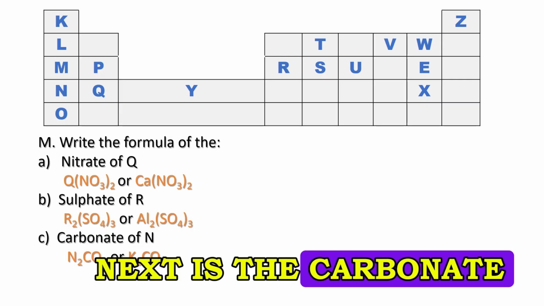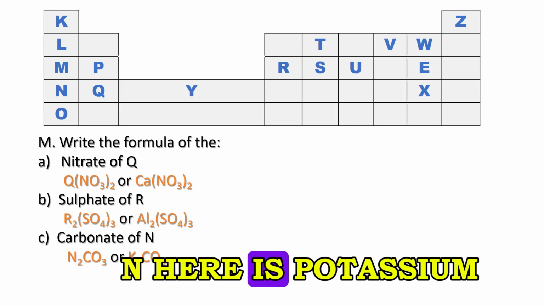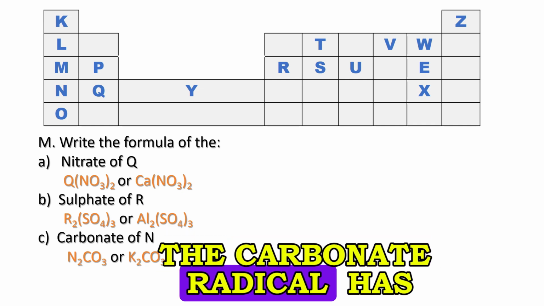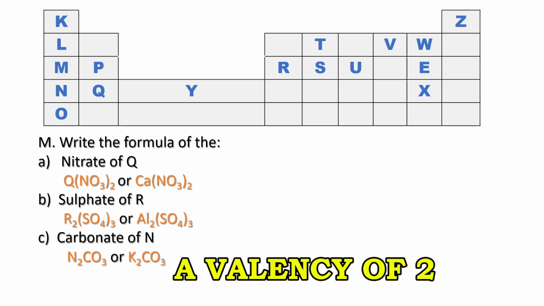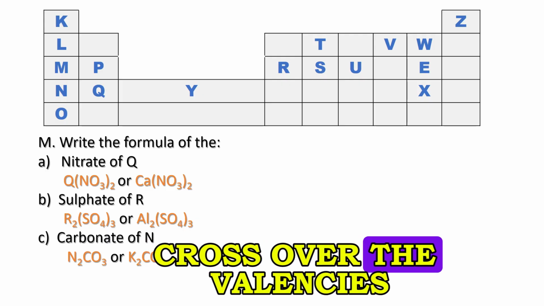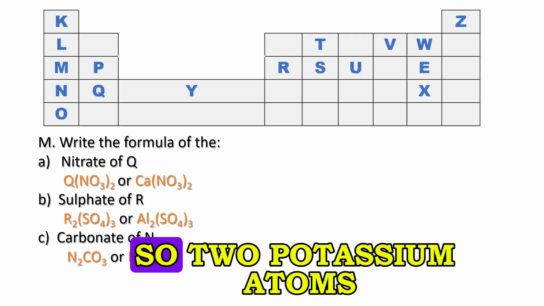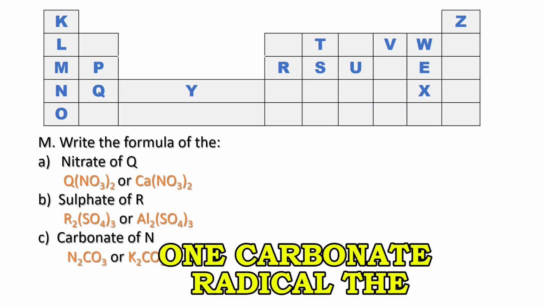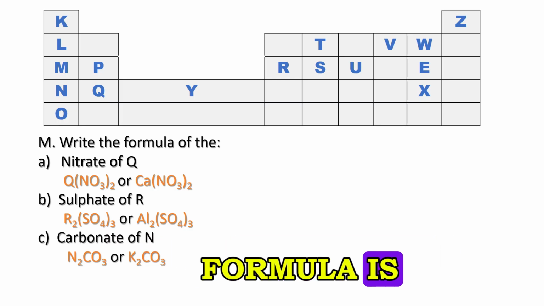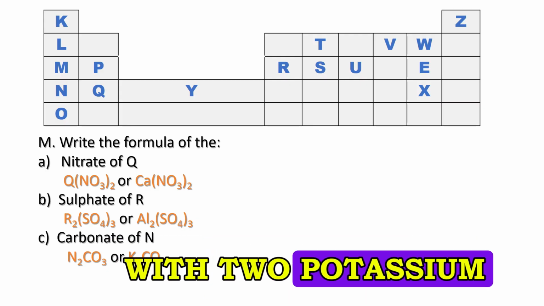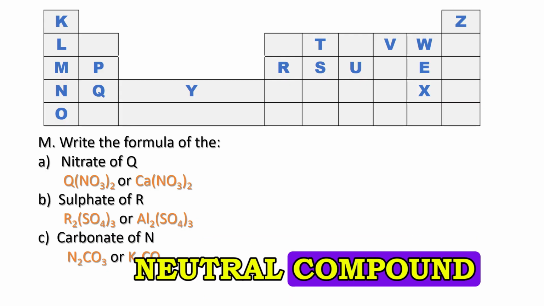Next is the carbonate of N. N here is potassium with a valency of 1, K+. The carbonate radical, CO3, has a valency of 2, CO32-. Cross over the valencies. So, 2 potassium atoms are required to balance 1 carbonate radical. The formula is K2CO3. Each carbonate ion combines with 2 potassium ions to form a neutral compound.